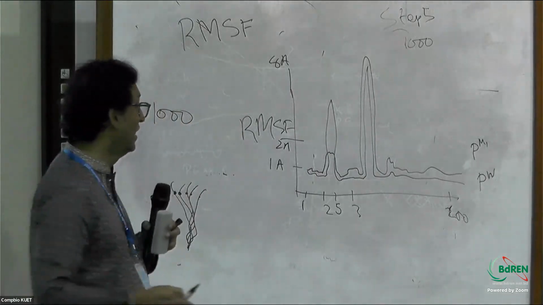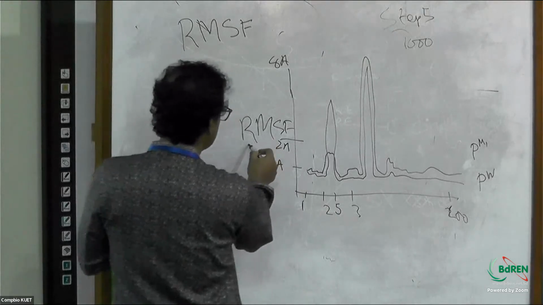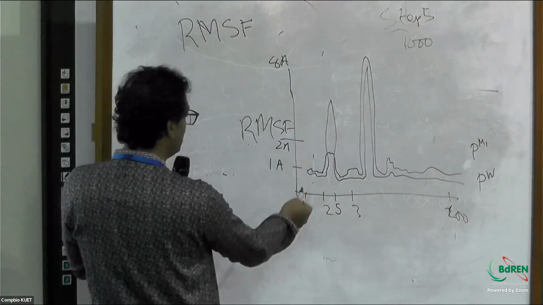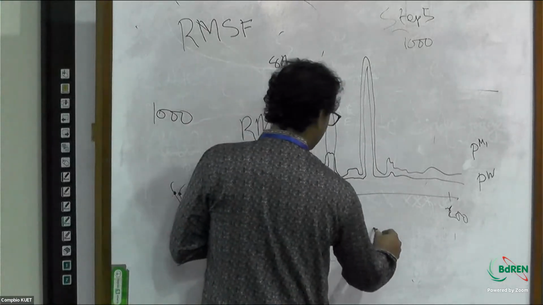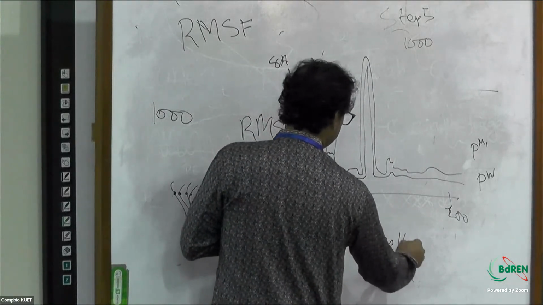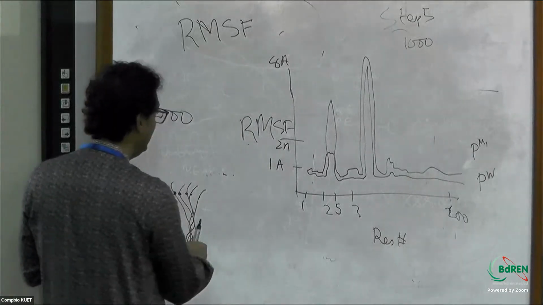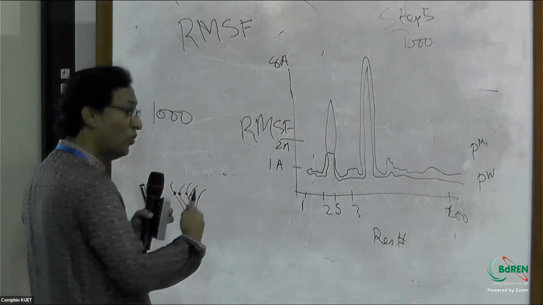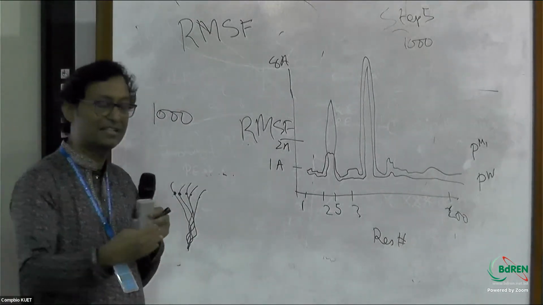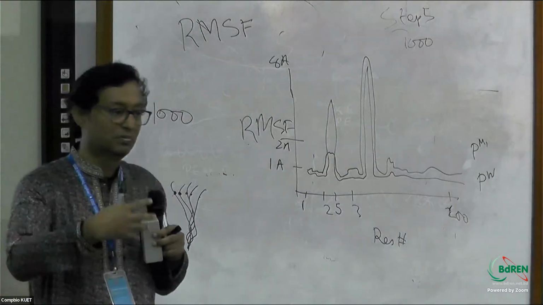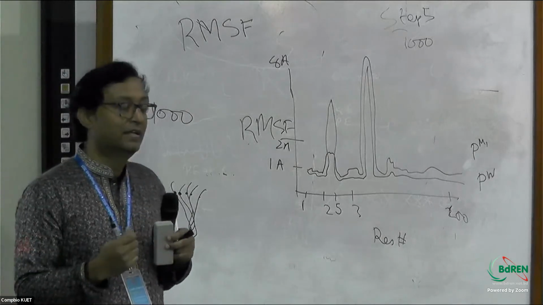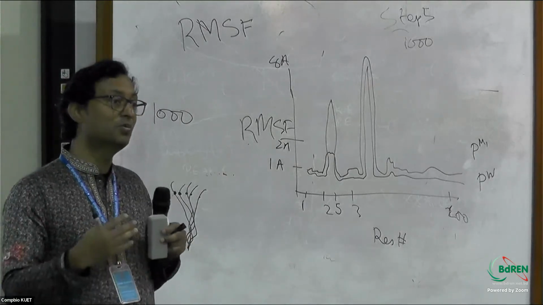So remember, RMSF is the fluctuation of residue averaged over time, so the x-axis is the residue number. RMSD is averaged over the residues, so the x-axis is the time snapshots. Okay, so these are the two. Now you have a mutation.